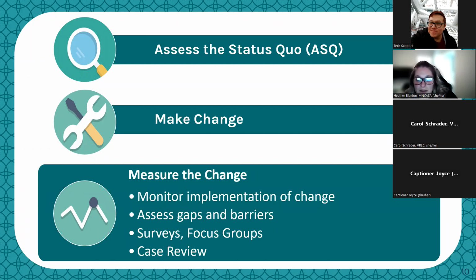Does the change make the process easier for victims and survivors? Are all the system professionals able to respond effectively? Are there any unintended consequences to the changes that you made? Case file review is that evaluation-based process, which is why it's listed under this third phase, measure the change. Case file review can be a very helpful tool for a sexual assault response team, but it definitely has its limitations, which we will cover briefly in just a little bit.